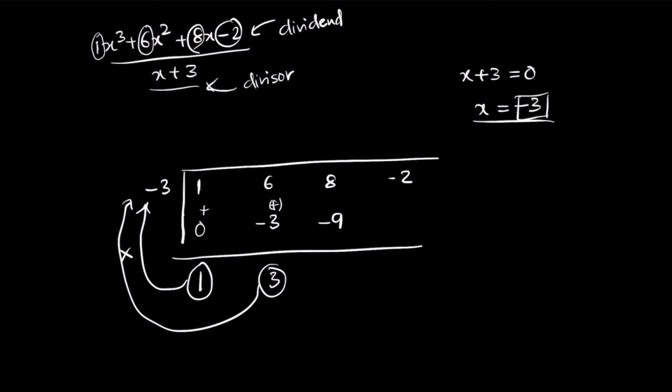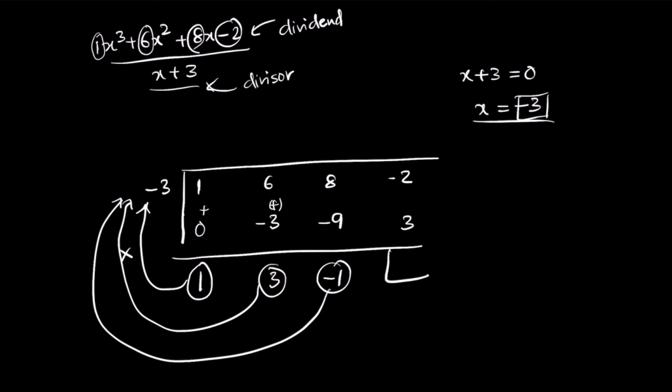Next again add both values. 8 minus 9 is minus 1. Again, minus 1 multiplied by negative 3 gives 3. So negative 2 plus 3 becomes 1. So this here is the remainder. Now what do we have here in reverse? Come from this side. This is the remainder, so this is the constant. This is the power x, and this is the power x squared.